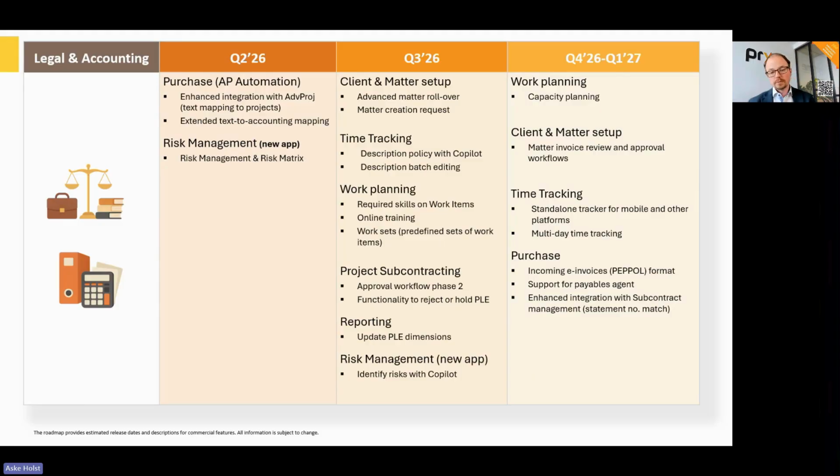Coming up very shortly, we have some new features in AP automation for better mapping of text to projects, for selecting the right accounts based on what project that invoice is for. And we also have a new risk management app coming up where you can define risks on different matters and track that, look at a risk matrix.